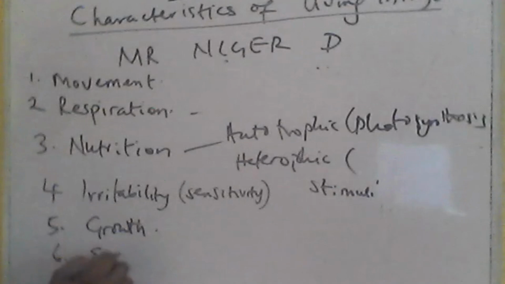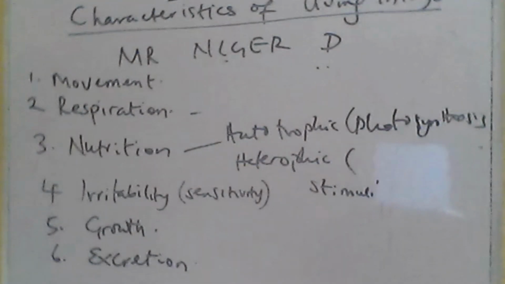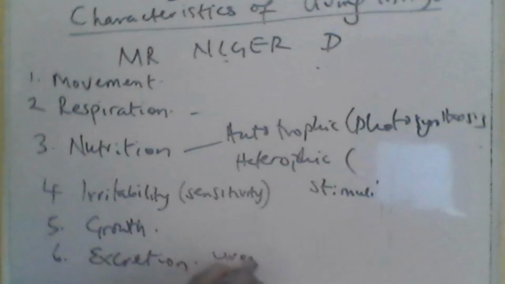So all living things go through excretion. And what is excretion? Excretion is the removal of metabolic waste products from the body. Examples, in human beings, you see urine is removed from the kidney. These are waste products removed from the kidney.